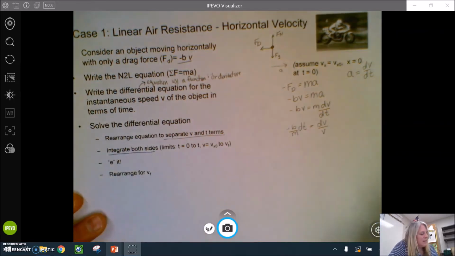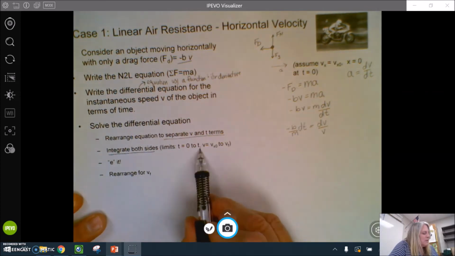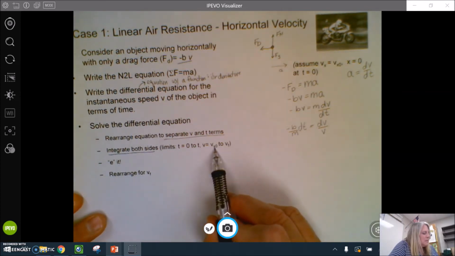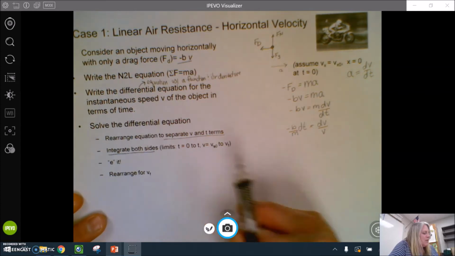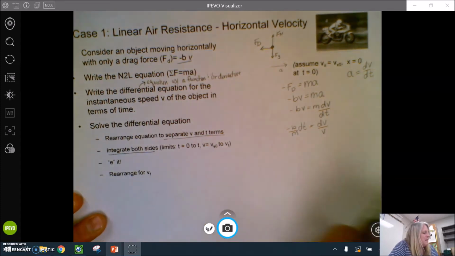Now we're going to integrate. Our limits are going to be from t equals 0 to t, and my velocity is my initial velocity, which I'm just going to call V0, to the final velocity VF.